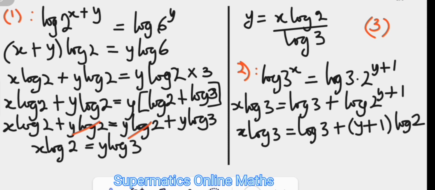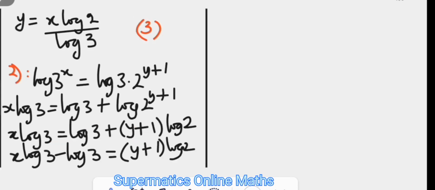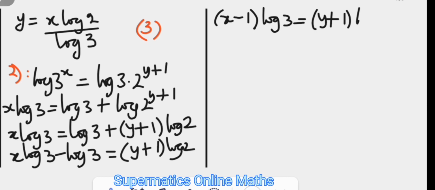We will subtract log 3 from both sides to have x log 3 minus log 3 on the left hand side, and on the right hand side we have y plus 1 log 2. Then factoring log 3, we have x minus 1 log 3 and y plus 1 log 2 on the right hand side. We shall be calling this equation 4.